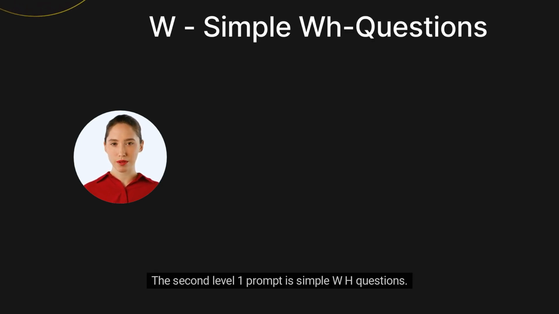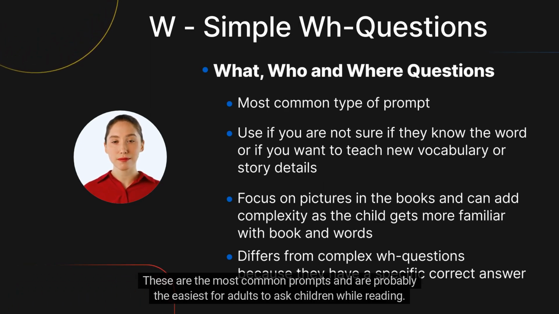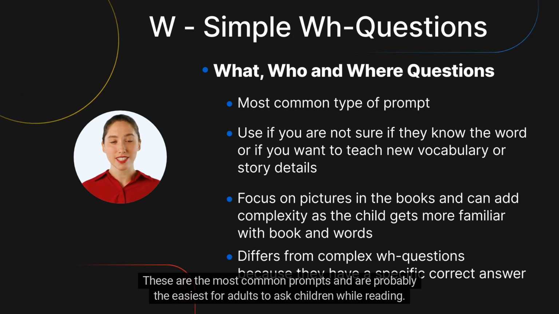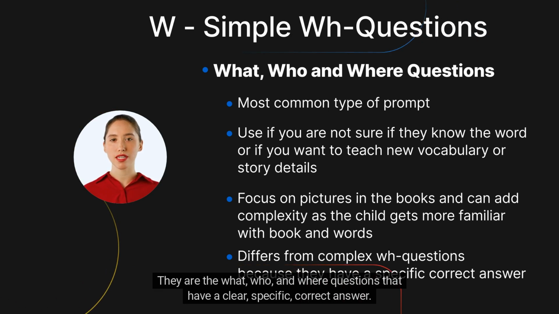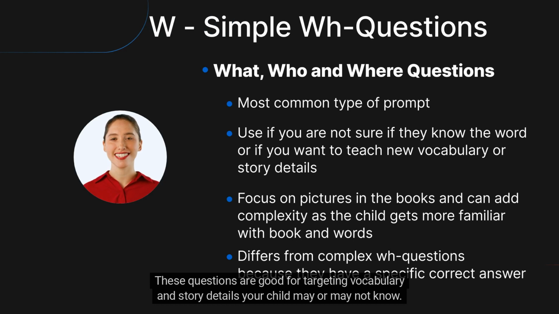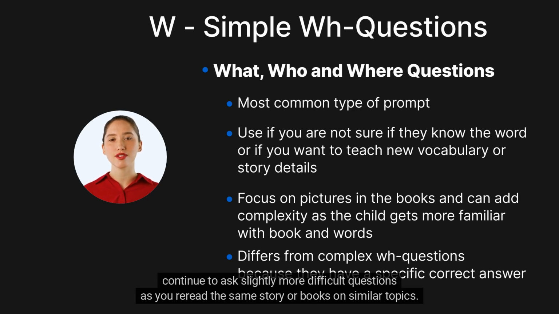The second Level 1 prompt is simple WH questions. These are the most common prompts and are probably the easiest for adults to ask children while reading. They are the what, who, and where questions that have a clear, specific, correct answer. These questions are good for targeting vocabulary and story details your child may or may not know. You can start by asking these what, who, and where questions related to pictures in the books, and then continue to ask slightly more difficult questions as you reread the same story or books on similar topics.